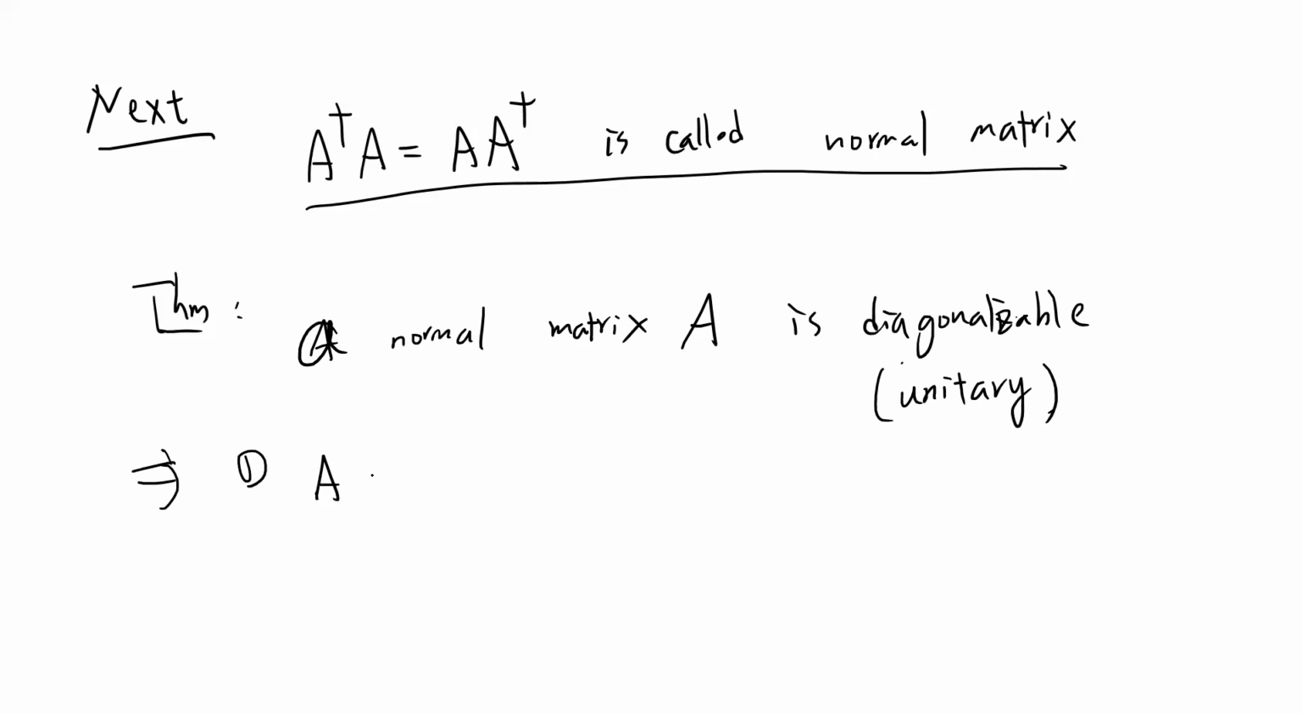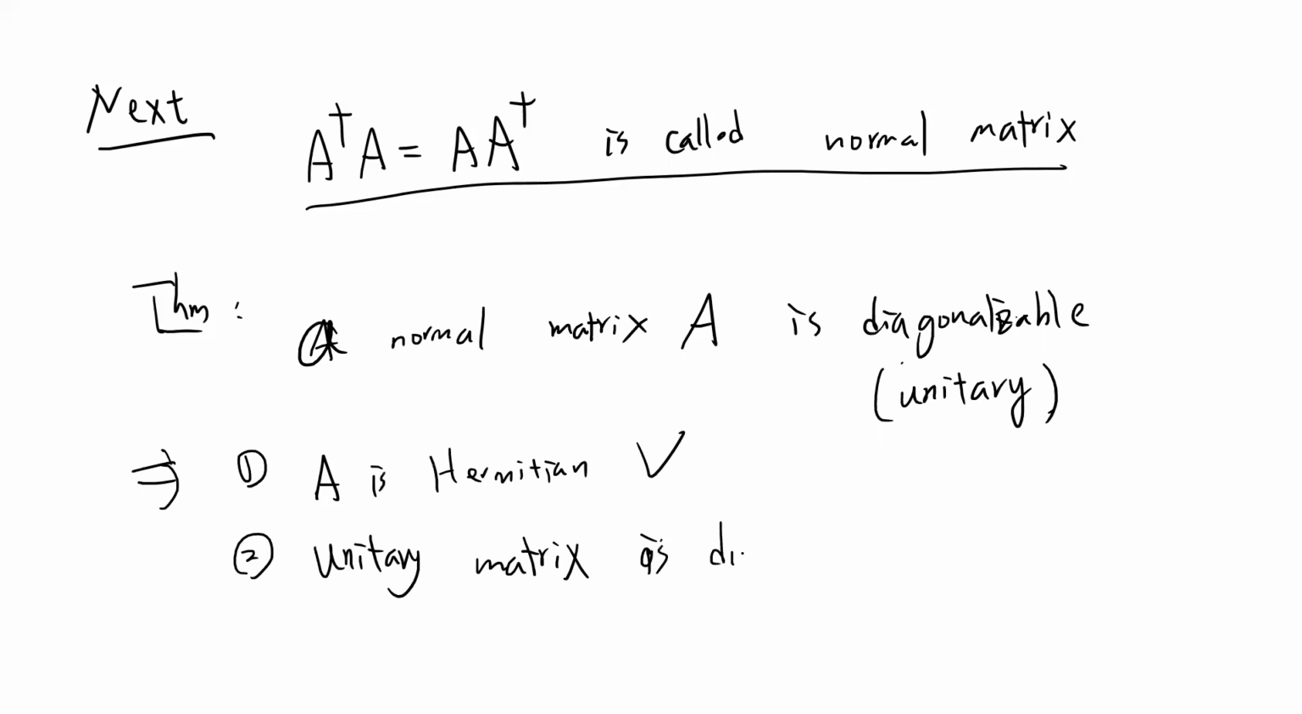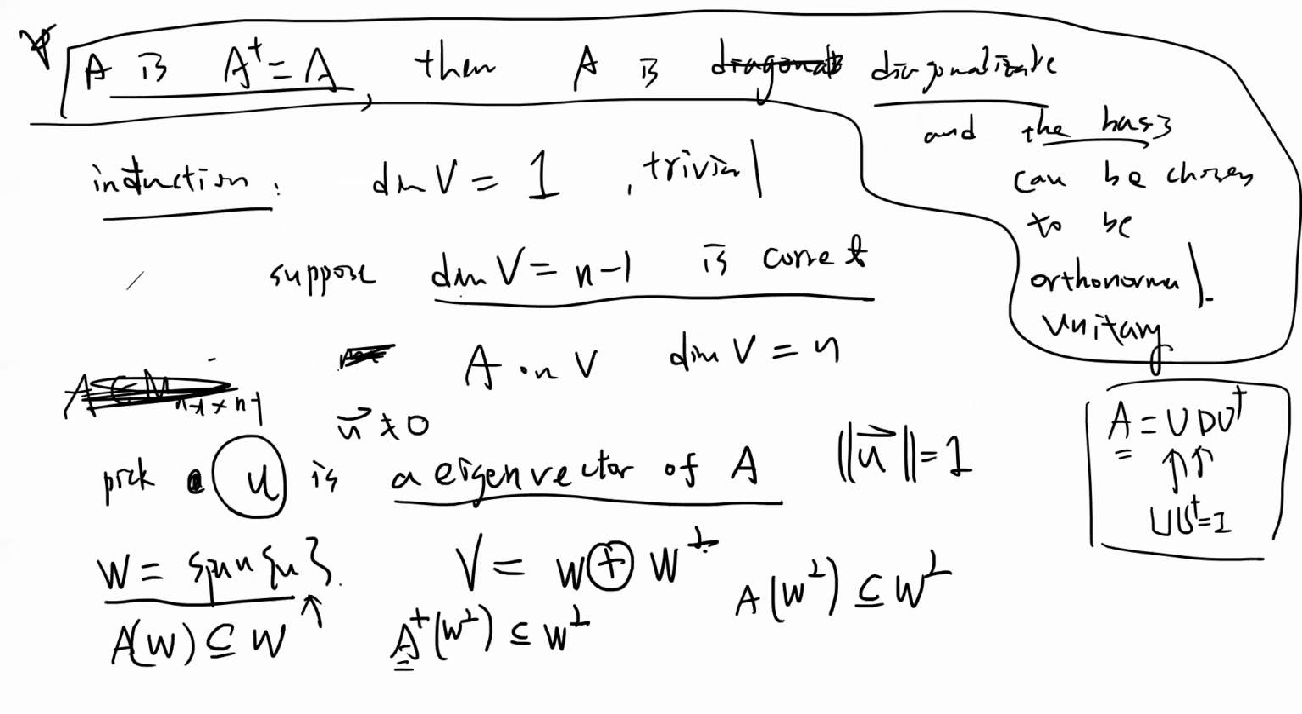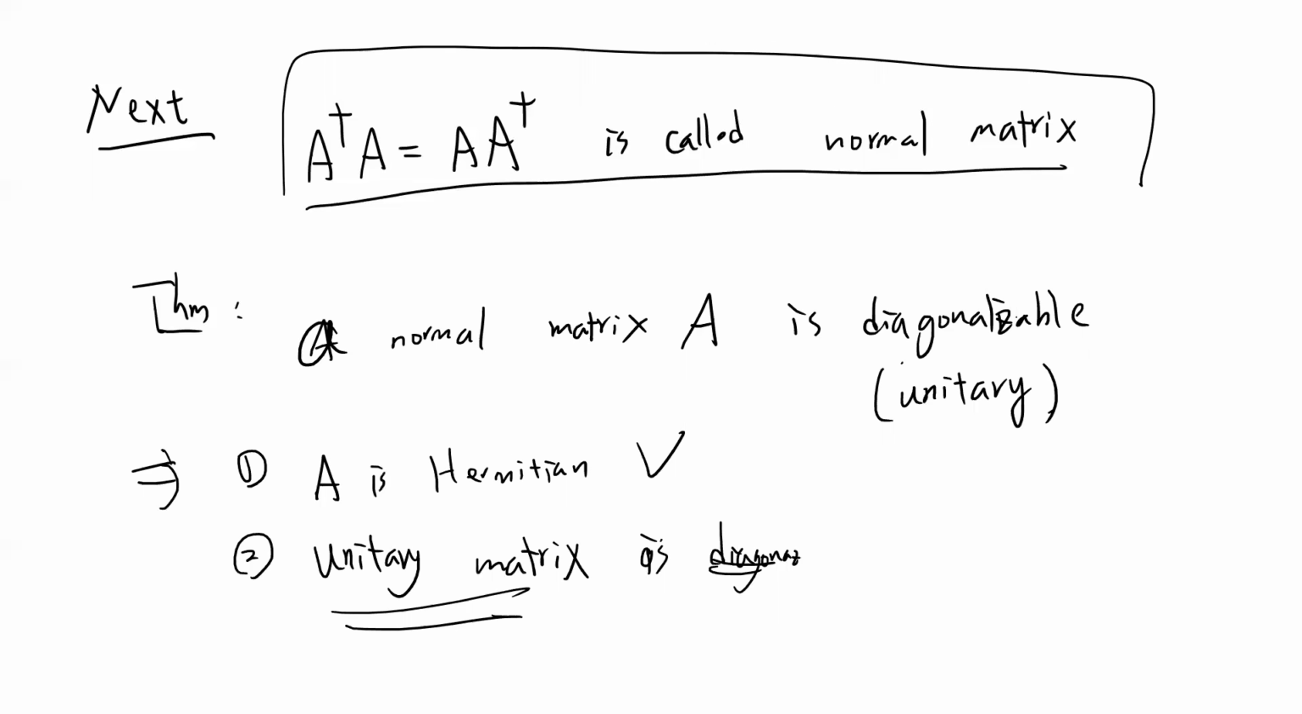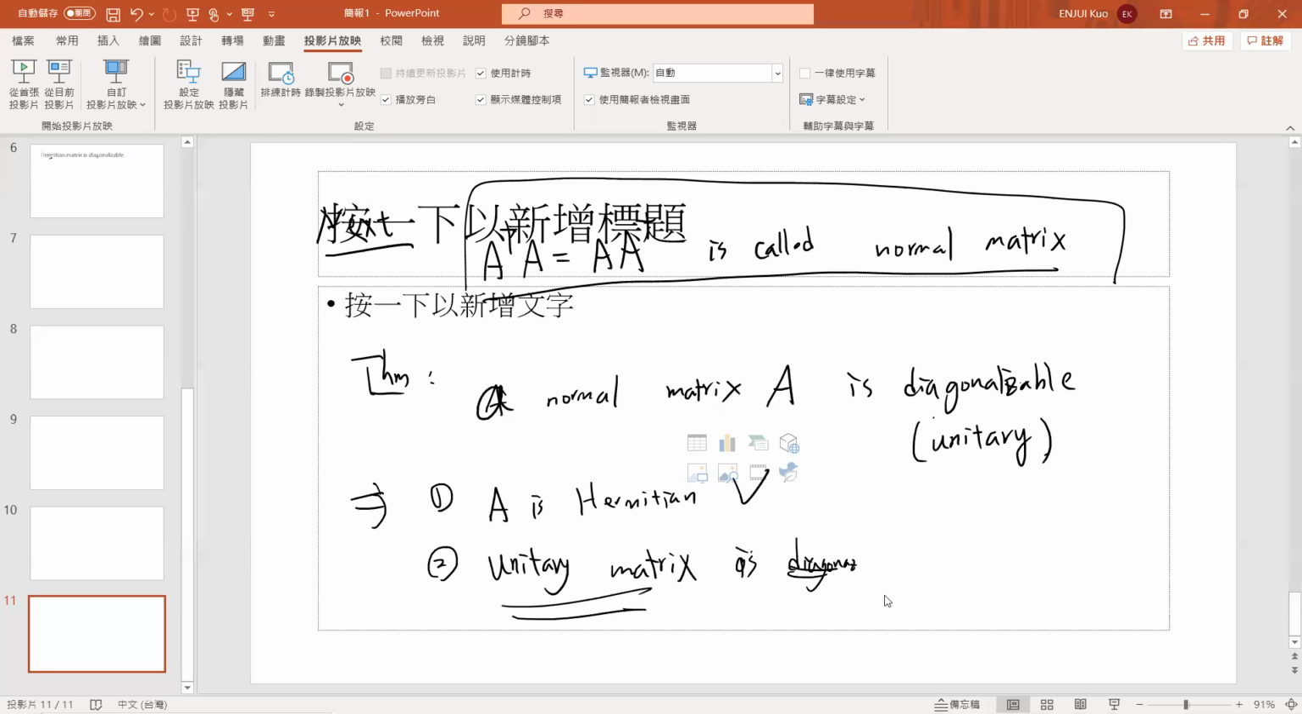From here, we know that this theorem will give us two results. The first one is that if A is Hermitian, then the theorem works, because a Hermitian matrix is basically a normal matrix. The second is a similar result: a unitary matrix is diagonalizable. So any unitary matrix is always diagonalizable. A normal matrix is much more general than a Hermitian matrix, and these theorems are commonly used. I will provide a video proof that all normal matrices are diagonalizable, and the proof should be similar to the first one. Okay, I think that's it.